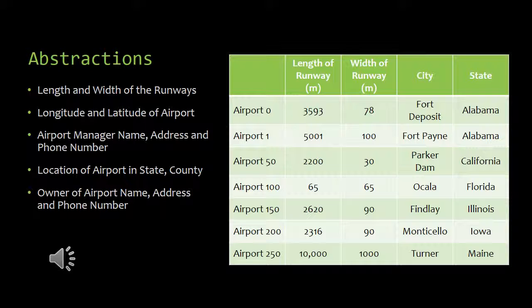And on the right-hand side of the slide, you can see in the table that there's different airports listed on the left and runway length, width, city, and state at the top to show you a sampling of the data from my dataset as abstraction.